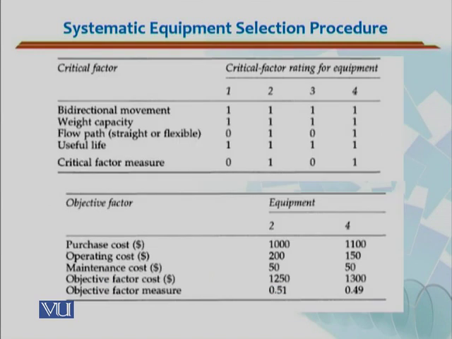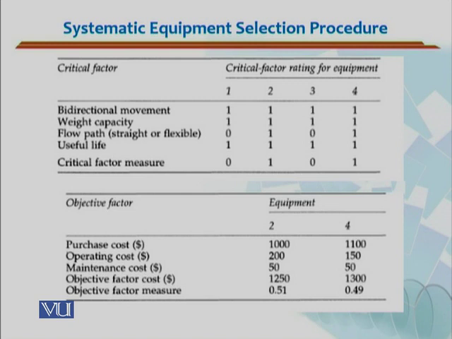Let's say we have different critical factors and different critical factor ratings for equipment. For example, bidirectional movement is the first critical factor. Weight capacity is the second one. Flow path, straight or flexible, is the third one. And the useful life is the fourth one. These are the critical factors.